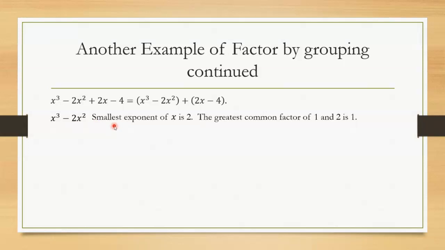mostly because the smallest exponent of x is 2, and not only that, the coefficient here is 1. The greatest common factor of 1 and 2 is just 1. I mean, 1 is the only common factor of itself.